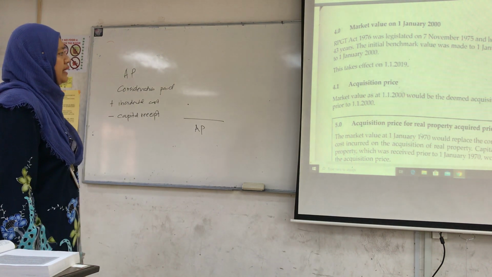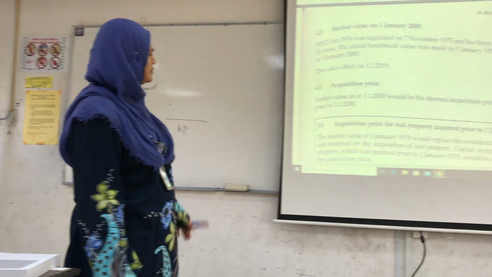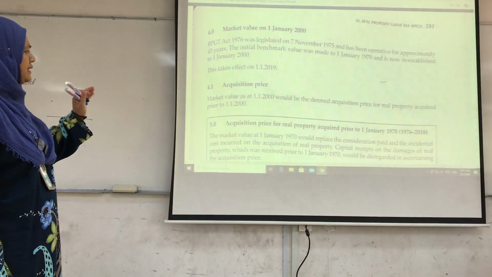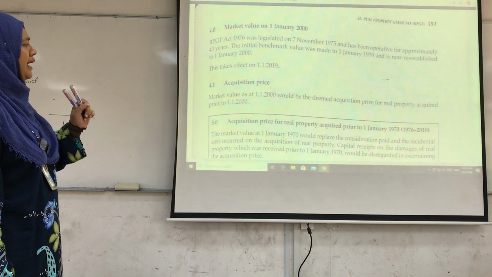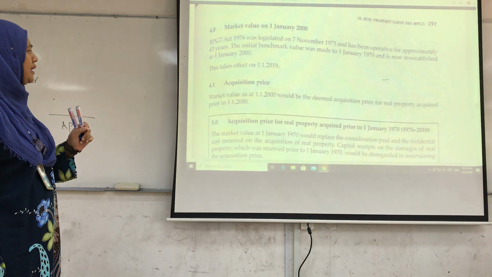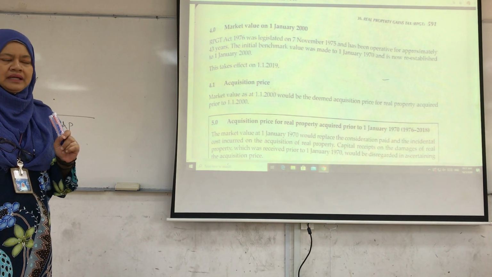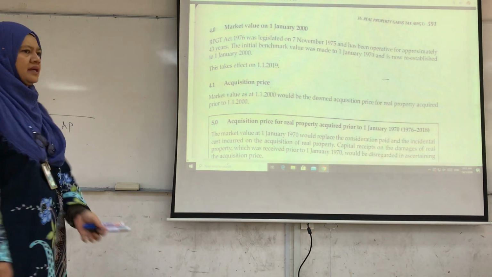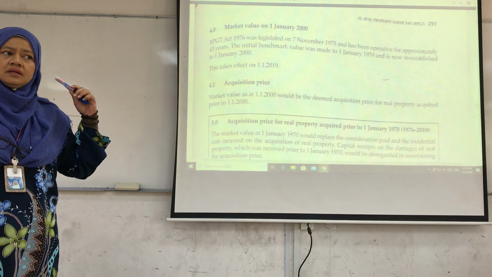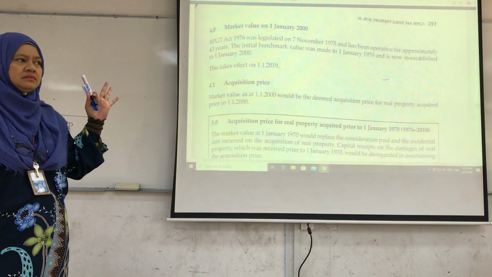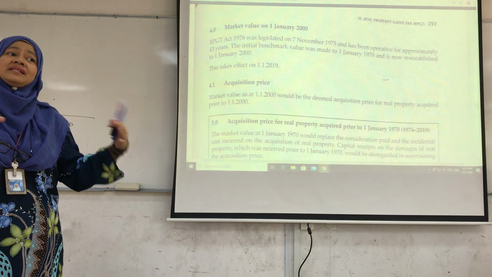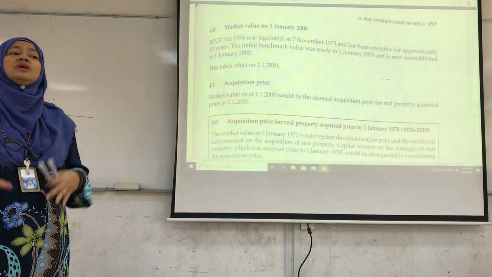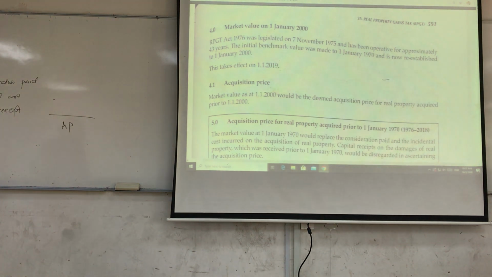Alright, then we have the acquisition price. It says that market value as at 1st January 2000 would be the deemed acquisition price for real property acquired prior to 2000. It means that if you acquired the property after 2000, let's say in 2012, and now in 2020 you want to sell the house, then you have to follow this formula.